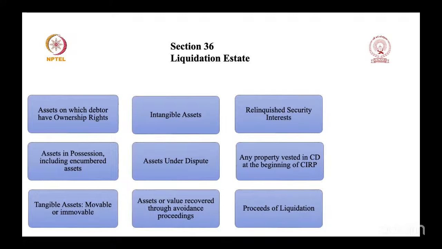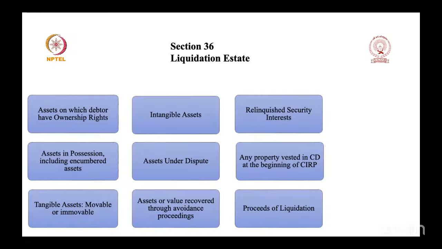Assets in possession, including encumbered assets. Assets under dispute. Any property vested in the corporate debtor at the beginning of the CIRP will now be part of the liquidation estate. Tangible assets such as movable and immovable properties. Then assets or value recovered through avoidance proceedings.